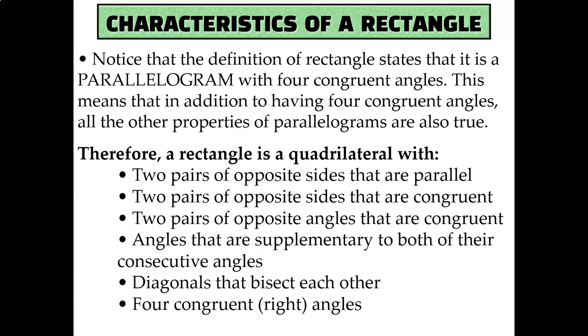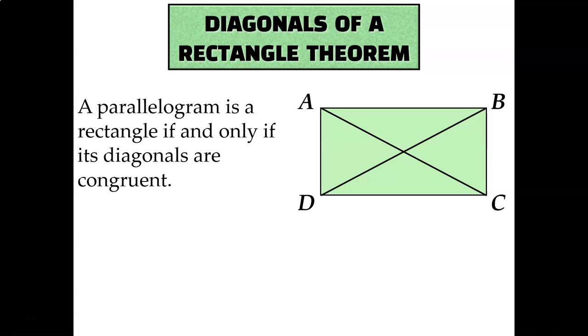sides that are congruent, 2 pairs of opposite angles that are congruent, obviously they are because all 4 angles are congruent, angles that are supplementary to both of their consecutive angles, and diagonals that bisect each other, on top of the fact that it has 4 congruent or right angles. So that's a lot of information, and we actually have one extra bit of information to add on to that, and that's the fact that the diagonals of a rectangle are congruent to each other.